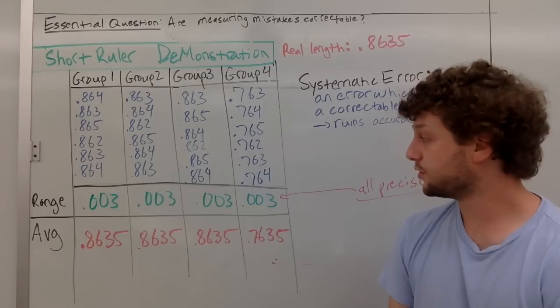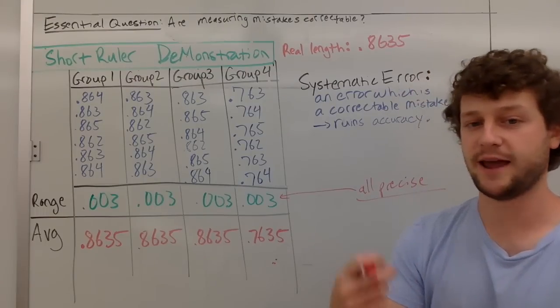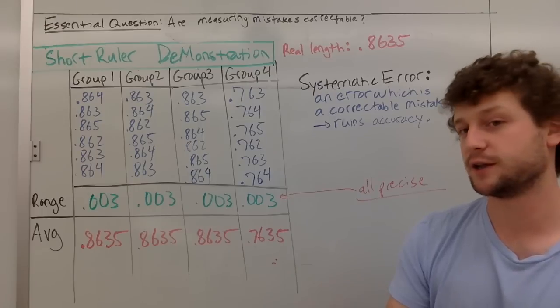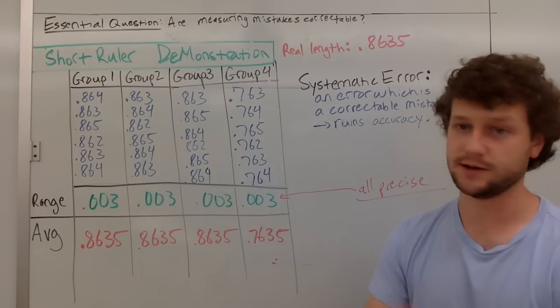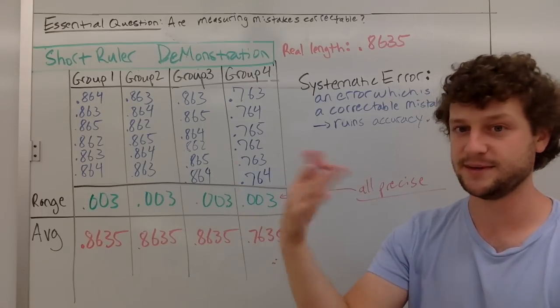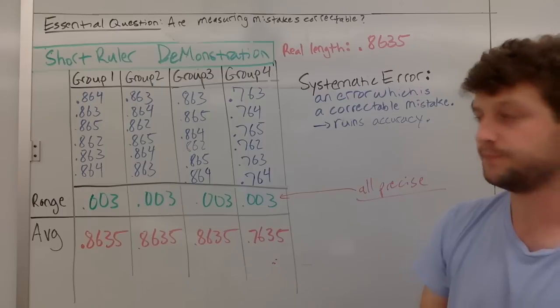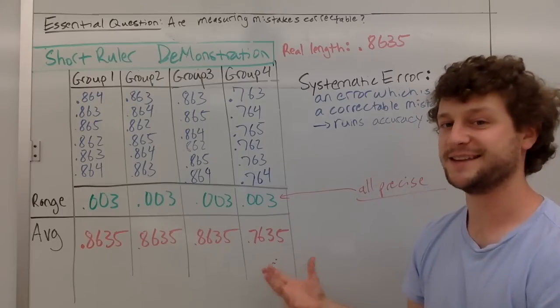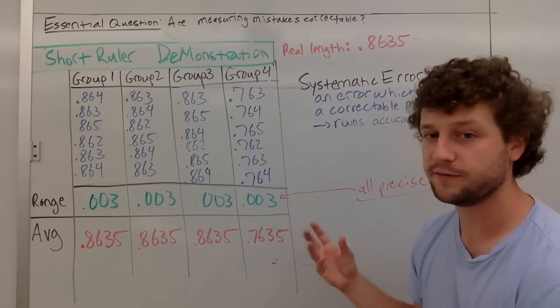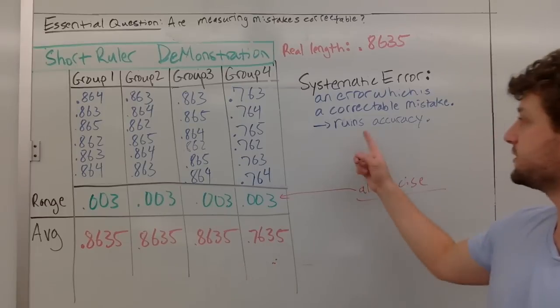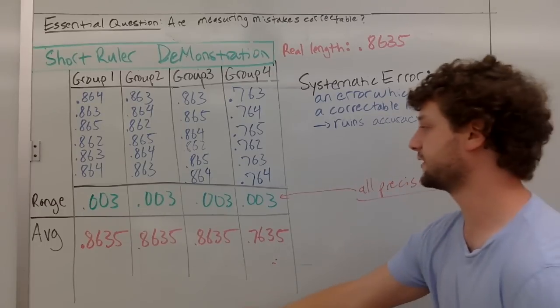All right? So what we say is when the accuracy is ruined, there was a correctable mistake made, because all the measurements are off by the same exact amount, right? In this case, that was 10 centimeters. So what are they going to do to fix their measurement? Well, all systematic errors are correctable.